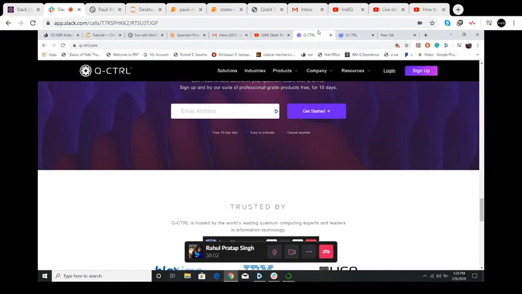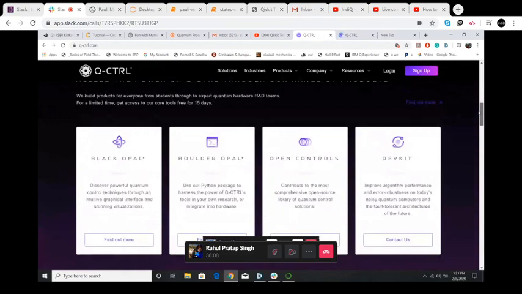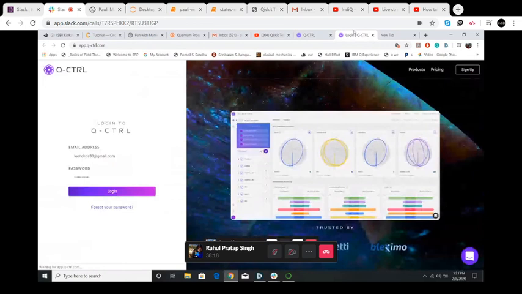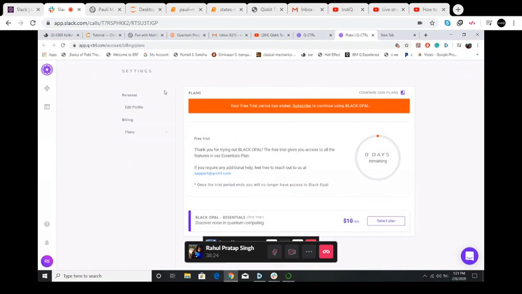So this is Q-Control, basically. This gives you a little about visualization and other things, but it's not free, so we can't use it. But if you have some doubts, you can definitely visit this site and you will get a 30-day or perhaps 15-day trial. Okay, my trial is also gone, but let me check whether I can get something out of it. Okay, no, I can get nothing.